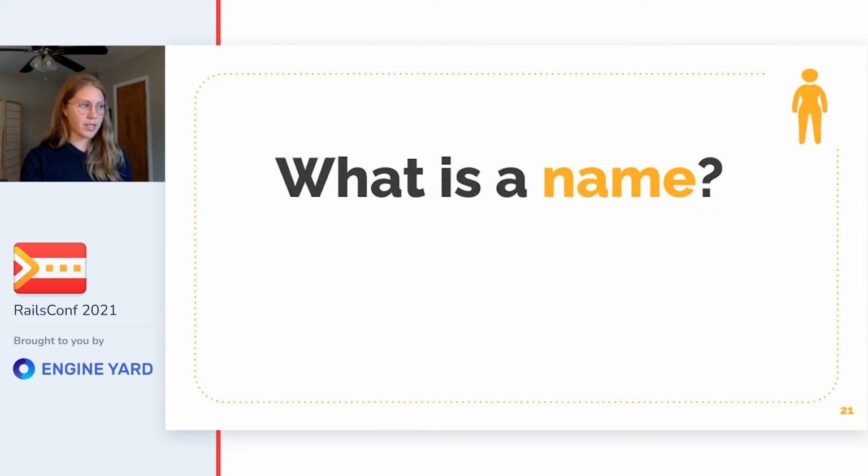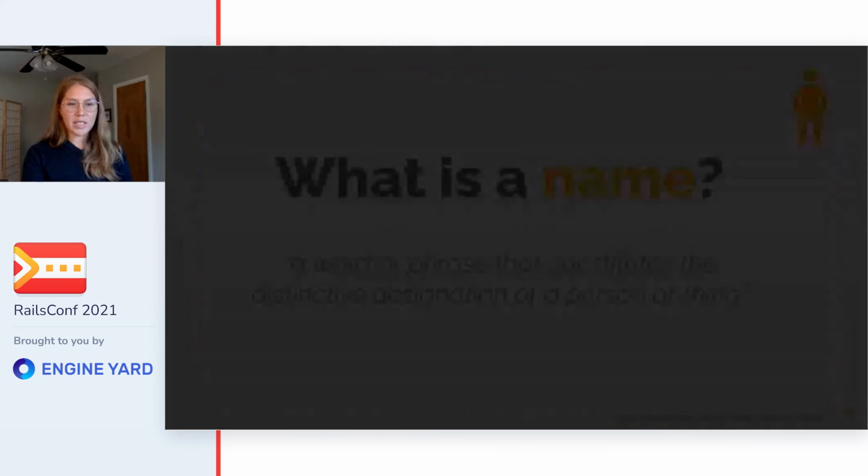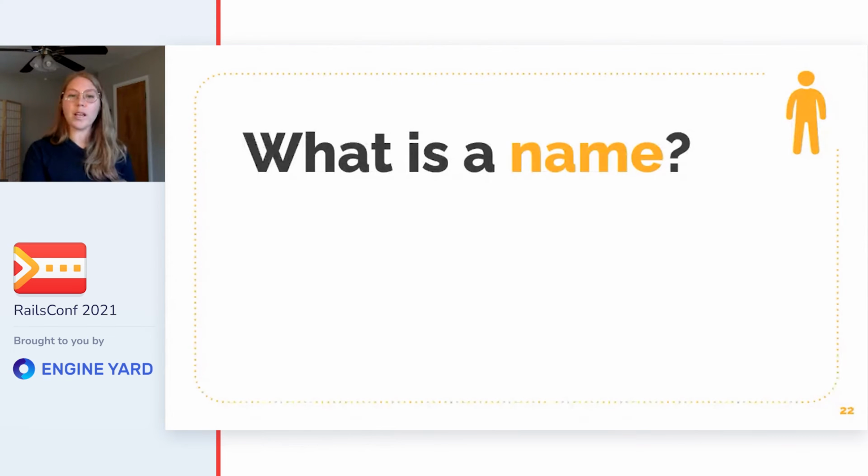So Webster's dictionary says, a name is a word or phrase that constitutes the distinctive designation of a person or thing. Now, I think that's a pretty good definition. However, I doubt that's what anyone immediately thinks of when they think of a name. You think of what is somebody called, right? So let's break it down a little bit more: what is a name? What can a name be?